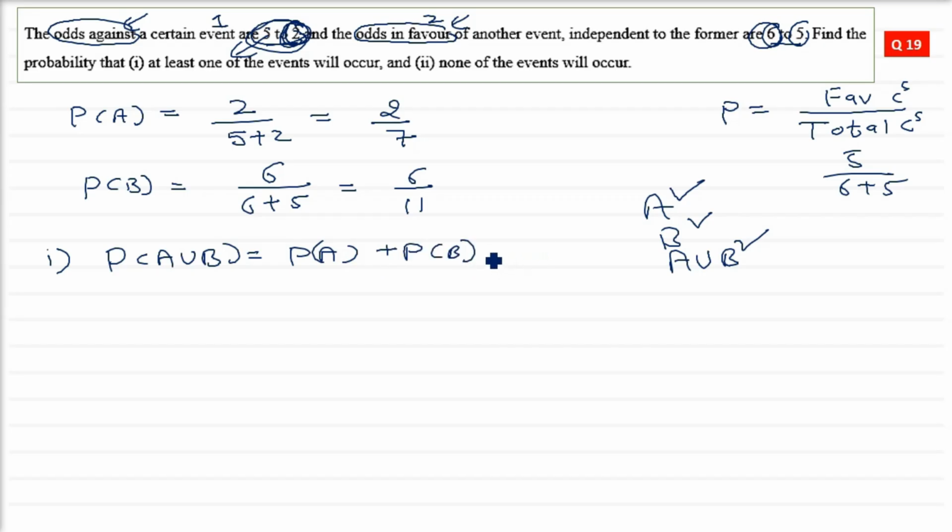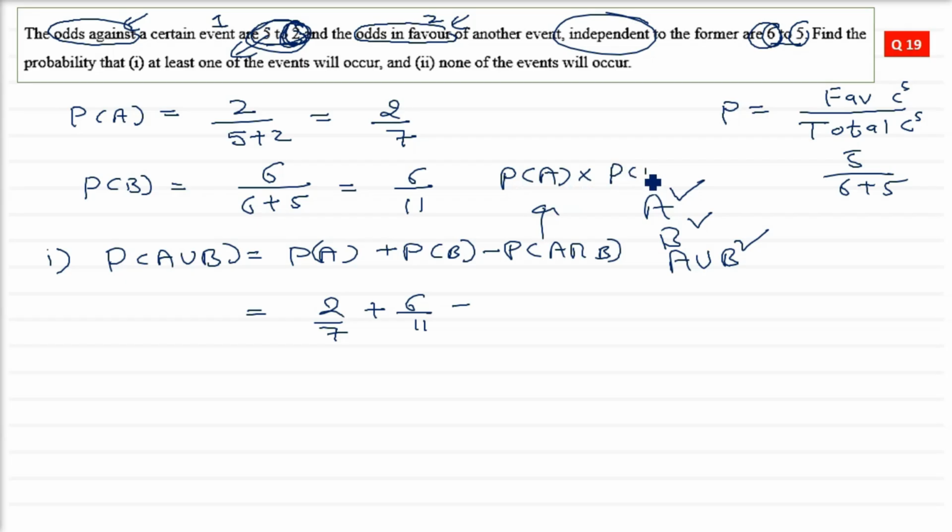minus P(A intersection B), and I'm writing it here. What is P(A)? We found it to be 2 by 7. P(B) comes out to be 6 by 11. How about P(A intersection B)? The question clearly informs us that these are independent events. It will be P(A) multiplied by P(B), 2 by 7 multiplied by 6 by 11. So the final value will be 52 by 77.